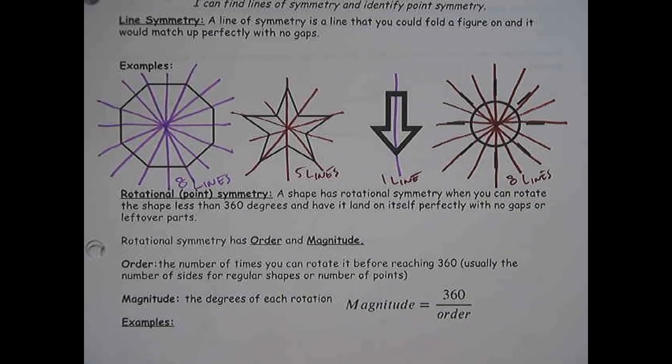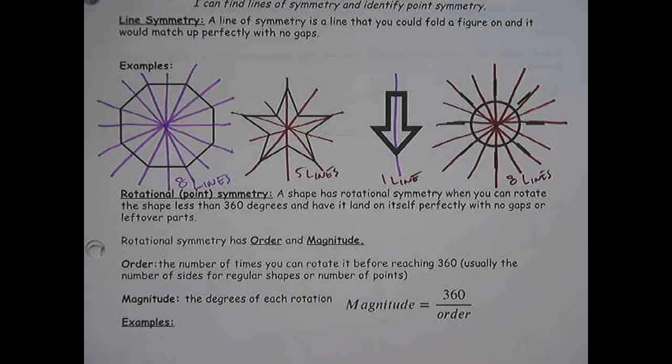Rotational symmetry has something called order and magnitude. Order is the number of times that you can rotate the shape before it reaches 360 and have it look like itself again. And then magnitude is the degrees of each rotation. We'll get to that once we take a look at an example here.